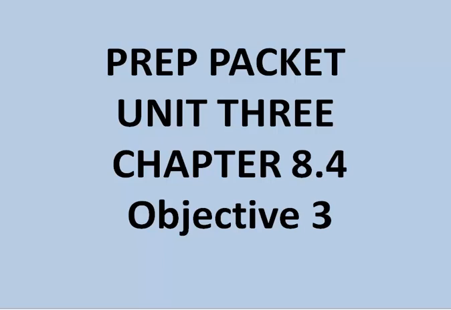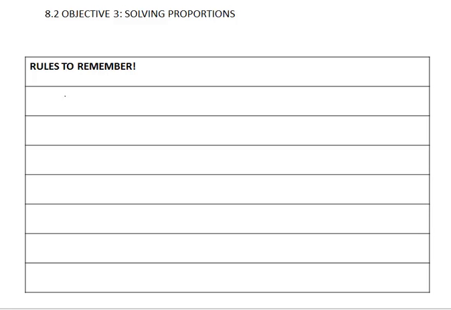This is the prep packet video for Unit 3, Chapter 8.4, Objective number 3, and we're going to look at solving proportions. I want you to think back to experiences you've had with proportions before. The idea is that we're comparing two ratios, so I might be comparing A to B and seeing if it's equal to C over D. A lot of times in the past you've done things like compare parts to wholes, that would be percent, or sometimes part to part.